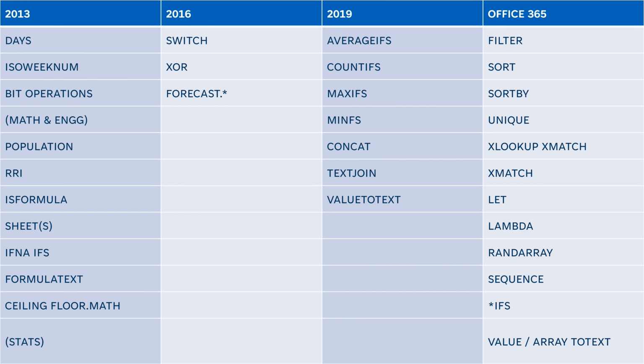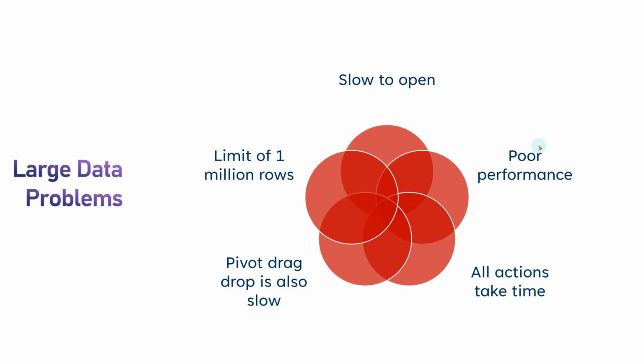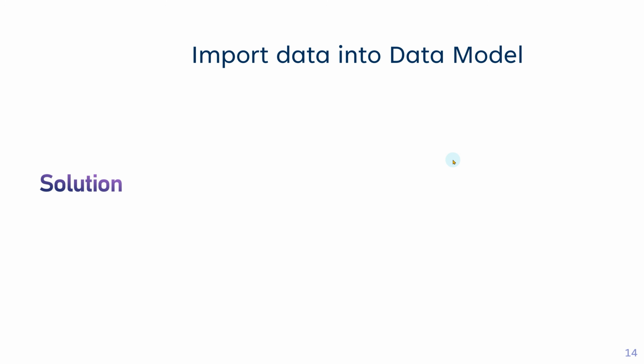So start with that. Now, many of us must be facing large data problems. Data keeps growing, file size keeps growing. It takes longer and longer to open and close, and everything we do is slow. What is the solution? This is not really a new feature. It has been there for a long time. It's importing the data not in the Excel sheet, because that has a limit of 1 million rows and a scalability problem. Import it into the data model.